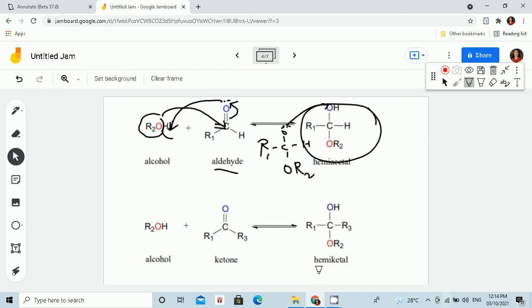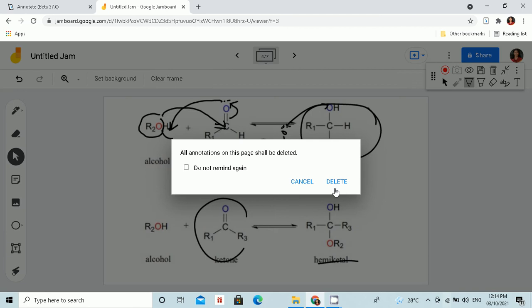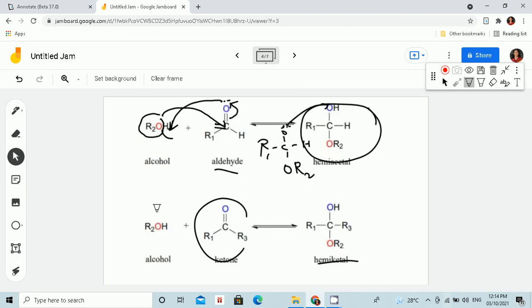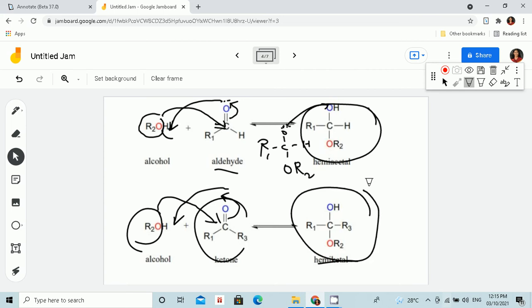And then we have a hemiketal. A hemiketal is formed when a ketone is attacked by an alcohol again. Okay, so we have here the OR group in our alcohol attacks our carbon atom here. The double bond will be pushed back onto our oxygen, and then it's very reactive, so it will react with hydrogen here, forming this one.